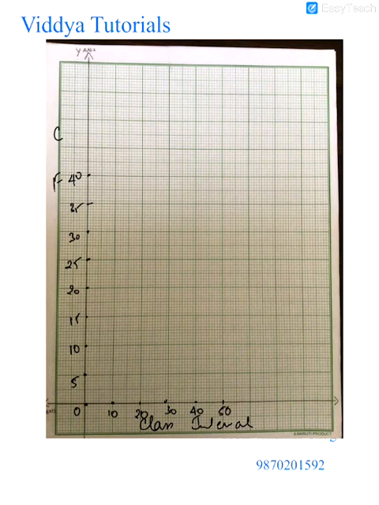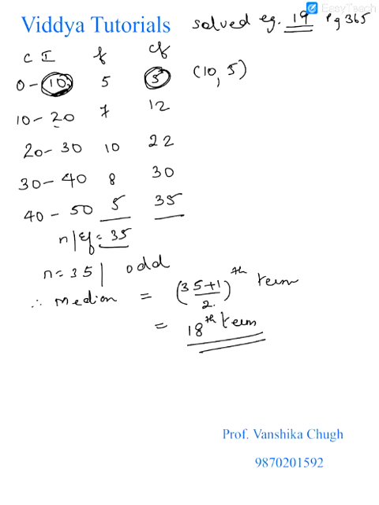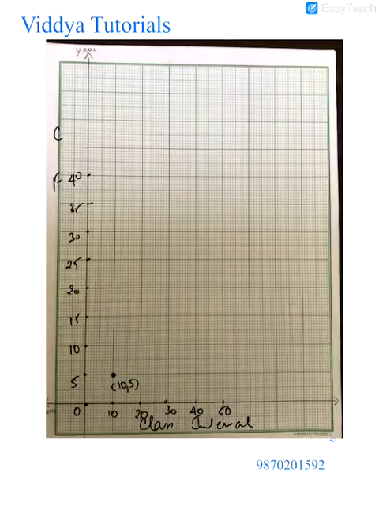So let's plot it. On the x-axis, I have to take 10. On the y-axis, it is 5. So this is my first point for the ogive curve, (10, 5). Second one, upper class limit is 20 and the CF is 12. So 20, 12. So I will go on the graph paper.